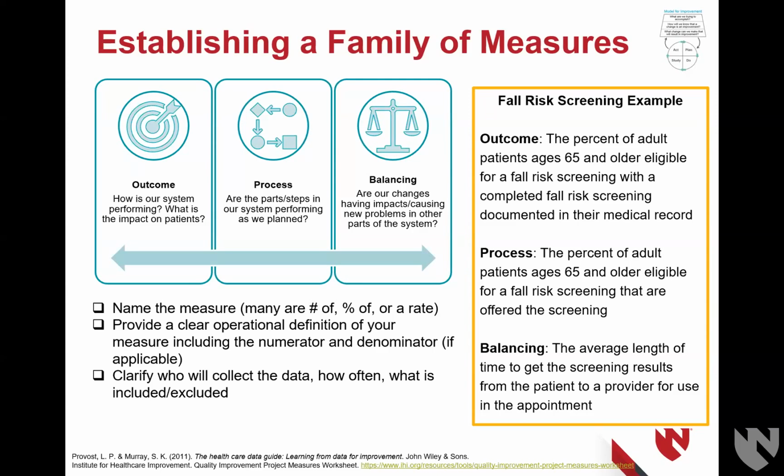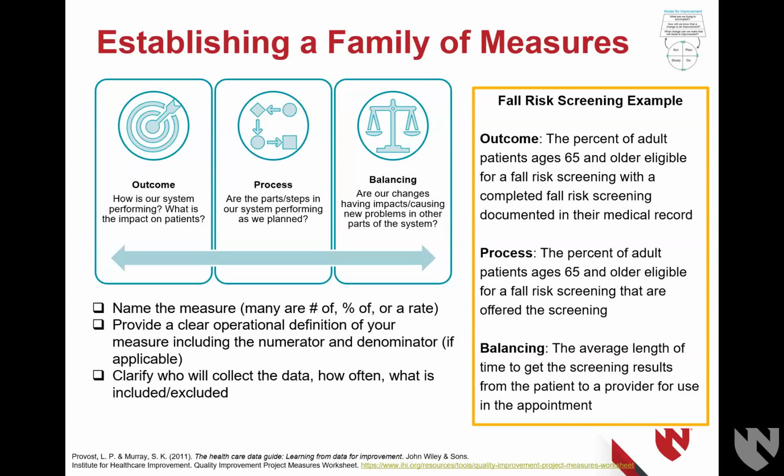An example process measure for a fall risk screening improvement project might be the percent of adult patients ages 65 and older who were eligible for a fall risk screening that were actually offered the screening. Process measures are very valuable measures as we work to test changes. It can sometimes be easy and tempting to want to collect a lot of process measures. So you just want to think carefully about the measures that you really need to help you start to see if your changes are in fact resulting in improvement.